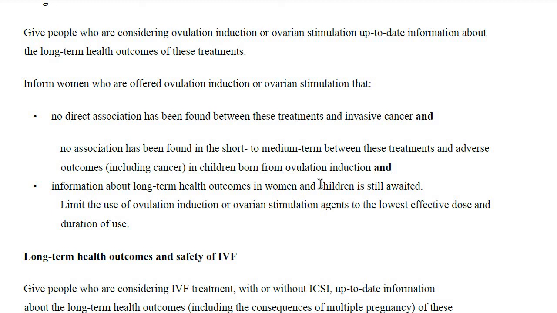Inform women who are offered ovulation induction or ovarian stimulation that no direct association has been found between the treatments and invasive cancers, and no association has been found in the short to medium term between the treatment and adverse outcomes, including cancers, in children born from the treatment. So they are totally unaffected. Information about the long-term health outcomes in women and children is still awaited. And limit the use of ovulation induction or ovarian stimulation agents to the lowest effective dose and duration of use.